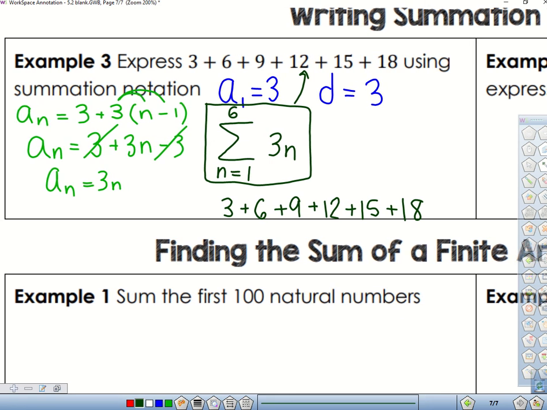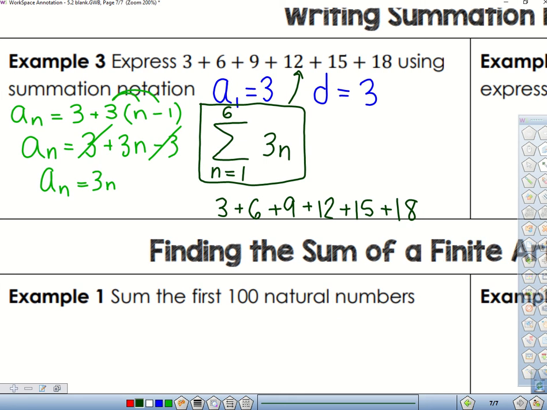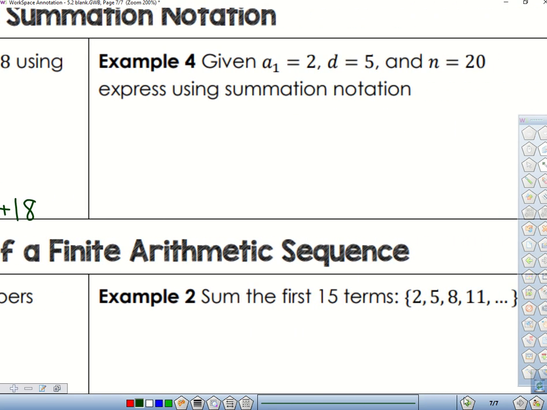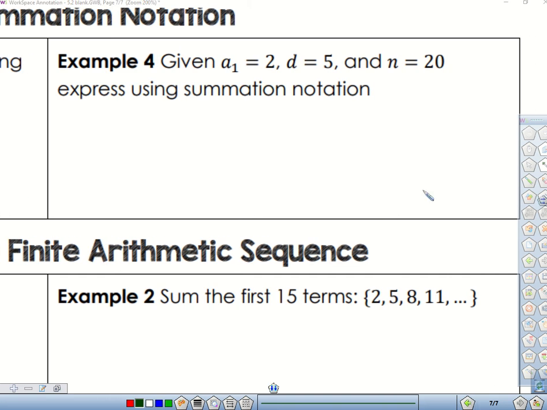Alright, so we're going to move on to example 4. The examples are out of order, which you're going to notice. We just flipped it around. So let's look at example 4. Now, something important you've got to look at here. They want you to express using summation notation, okay?